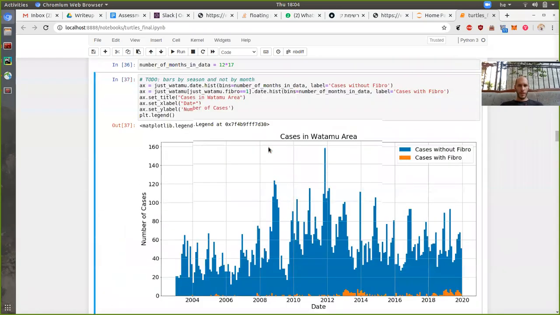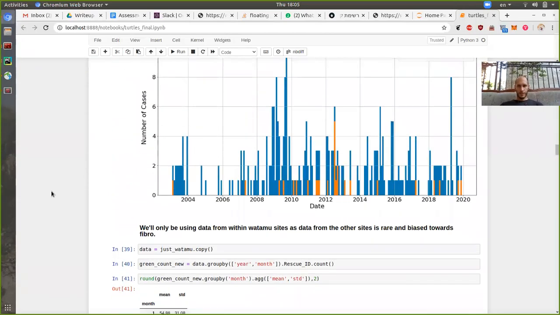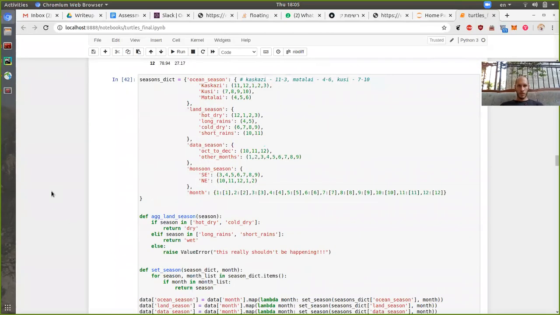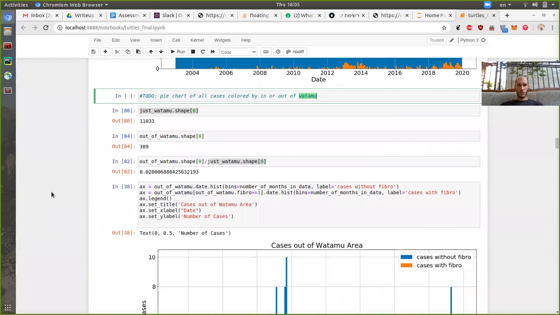So my action point from here is to do a pie chart, the right language, a pie chart of all cases colored by in or out of Otamu, right? Yes. Cool. Next. And also in the pie chart would be, actually, no, it's okay.